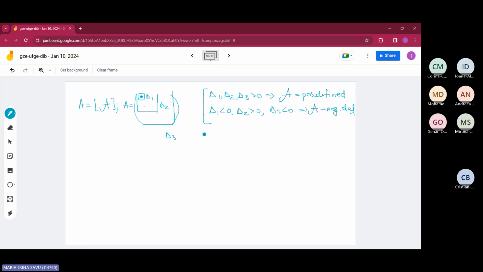And a colleague asked me what happens if delta 1 is negative, delta 2 is negative, delta 3 is negative. It means that A is not positive and not negative defined. Okay, get it? Corina, do you understand what I'm doing here? Yeah, I understood better this time.